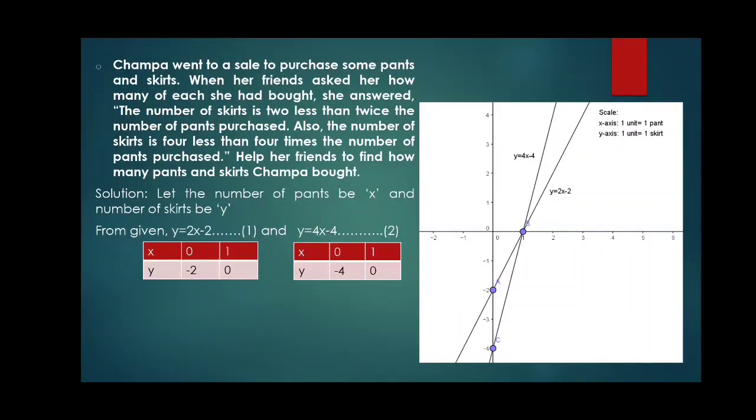Since the lines are intersecting, they are consistent and they have one unique solution. So the point of intersection itself is the solution for our equation, that is point B. Therefore, the lines intersect at the point 1, 0. That point B represents the coordinates 1, 0. That means x is equal to 1 and y is equal to 0 is the solution. So x is equal to 1 means Champa bought 1 pant and 0 skirts. She didn't buy any skirts, she only bought 1 pant. That is our solution.